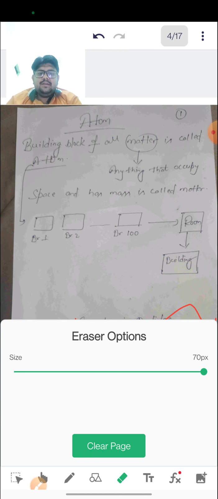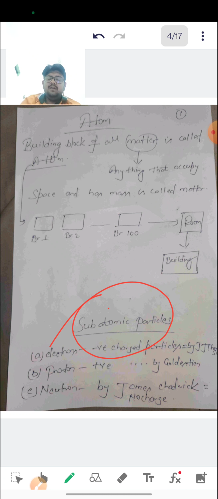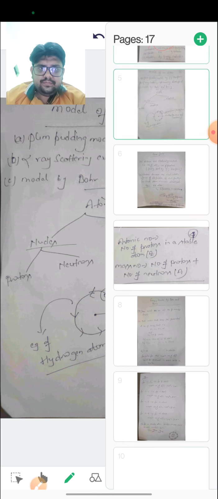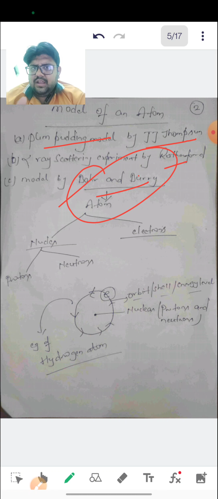After the discovery of these subatomic particles, many scientists tried to propose a model of the atom. For example, J.J. Thomson proposed a model called the plum pudding model. Rutherford proposed an experiment, the alpha ray scattering experiment, for the proposal of a model. And the third, which is very significant, is the Bohr-Bury model. This model is scientifically approved by the scientific community of the world.